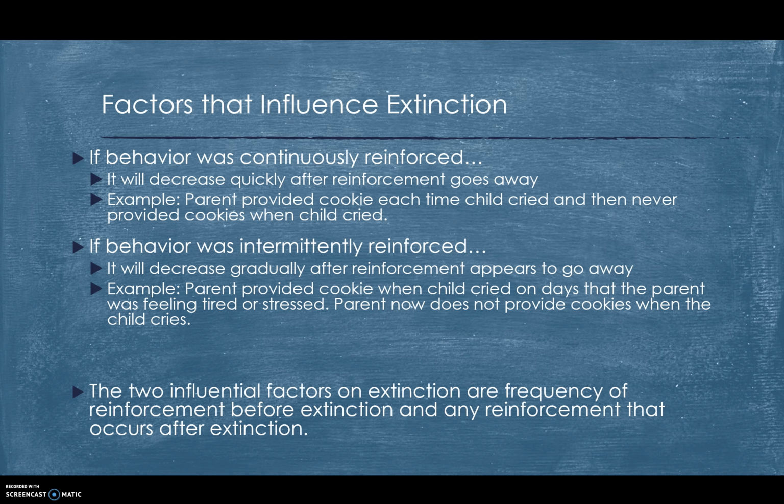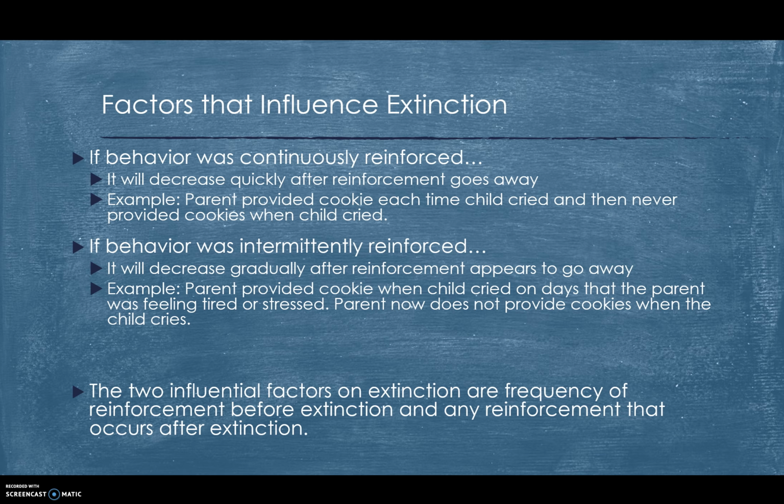However, if the behavior was intermittently reinforced, so the child sometimes would get a cookie for crying and screaming and sometimes not. Let's say that if the parent was really stressed and the child was screaming and crying, the parent said, okay, fine, you can have a cookie. But on a good day, the parent would not comply and give the cookie for the behavior. The behavior will take a longer time to decrease. It will be more gradual in decrease because the reinforcement appears to go away, but the child might always be wondering, well, if I just do it one more time, or if I just catch my mom when she's stressed, or if I just scream a little bit louder, will the cookie be provided? So it leaves some question when there was intermittent reinforcement of the behavior before the extinction intervention was put into place.